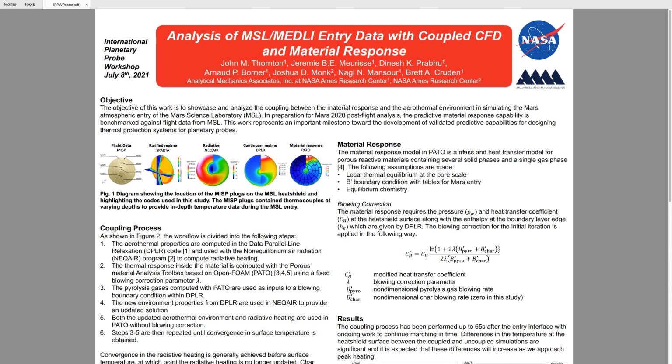Hello, my name is John Thornton, and I'm going to talk about using coupled CFD and material response codes to simulate the Mars Science Laboratory Mars entry. The objective of this work is to showcase and analyze this coupling in preparation for Mars 2020 post-flight analysis. This work represents an important milestone in validating predictive capabilities for designing thermal protection systems.